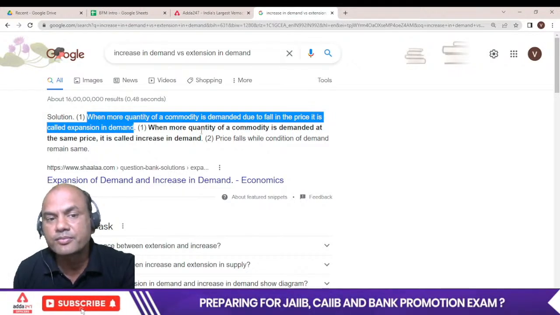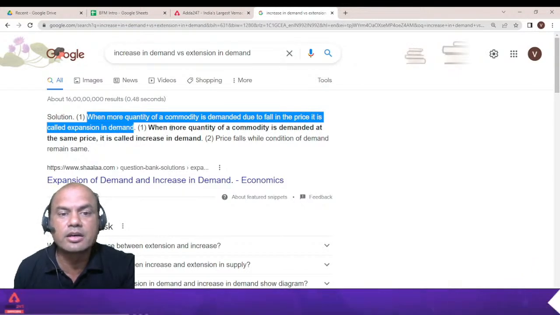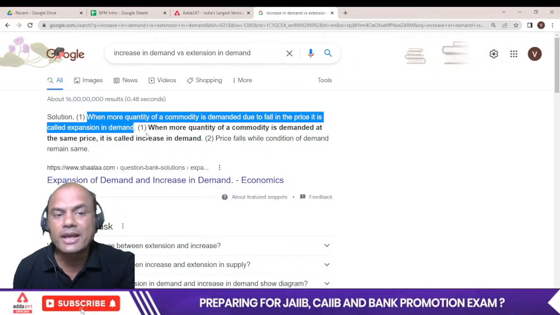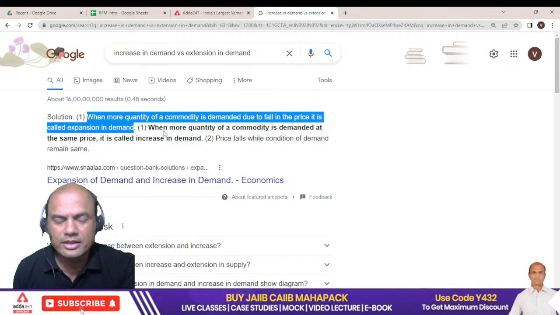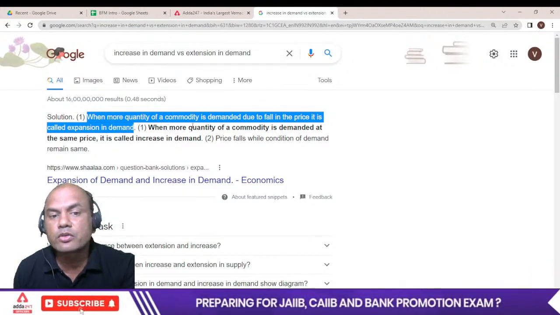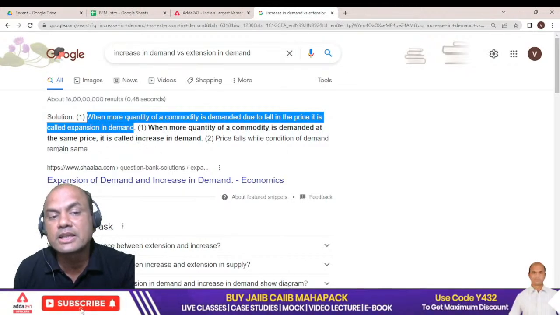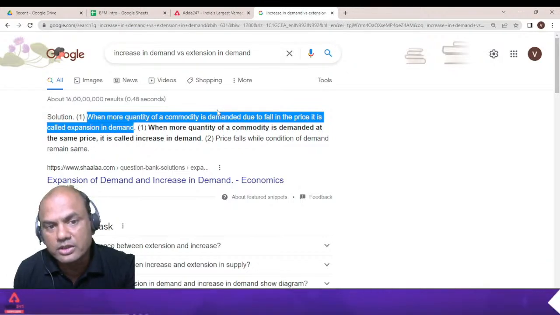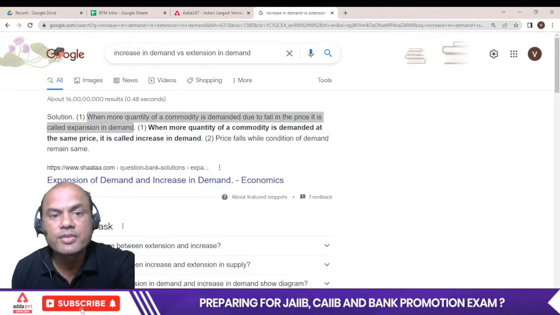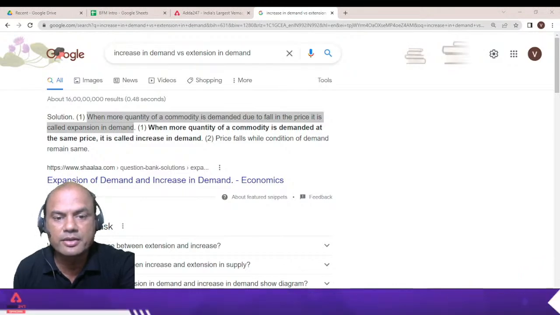During the COVID situation. Did you see the prices of these masks as well as the medicines for COVID? The price did not fall in many cases. Later the government gave everything free, but initially the price was not falling but demand was increasing. So that is called increase in demand. If the price falls and then the quantity demanded increases, it is called extension. So it is not the same thing. Correct answer is it is not the same thing.